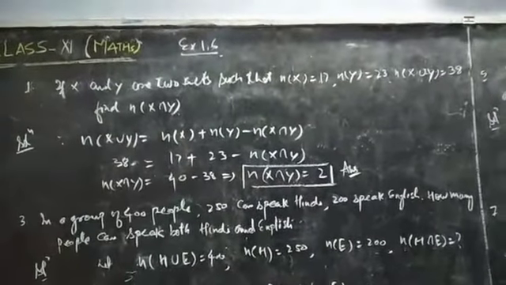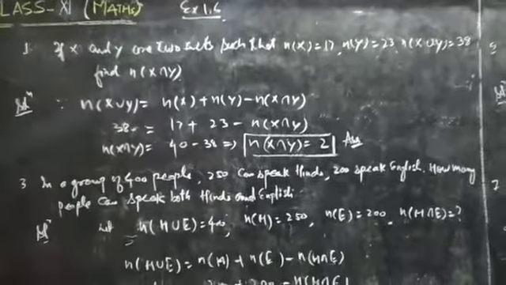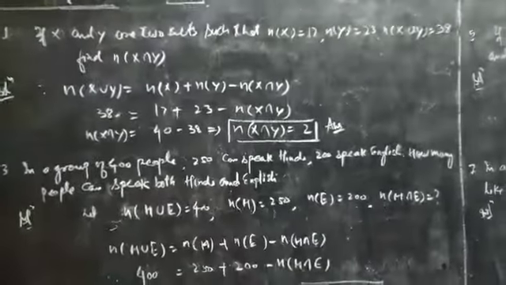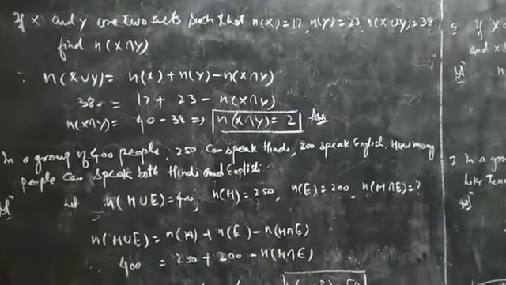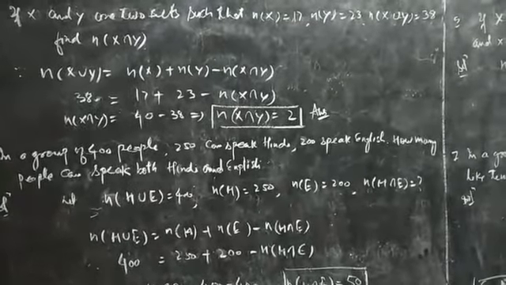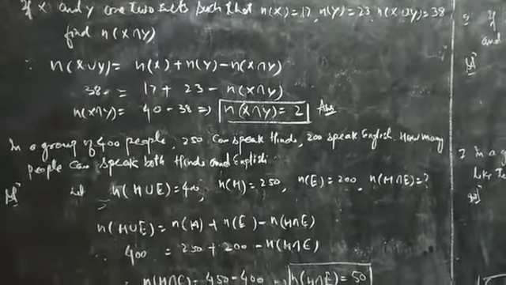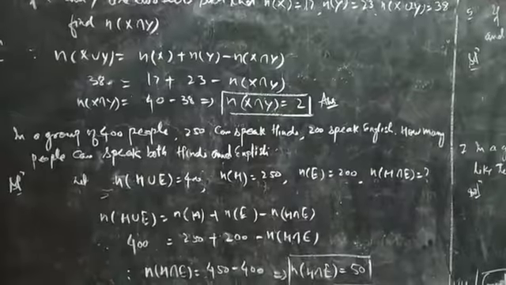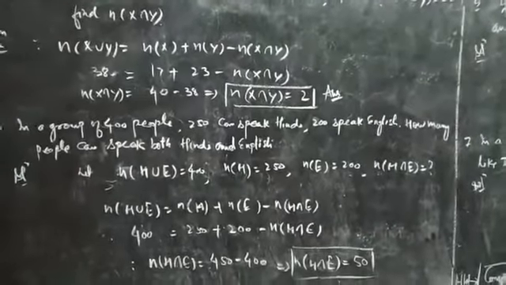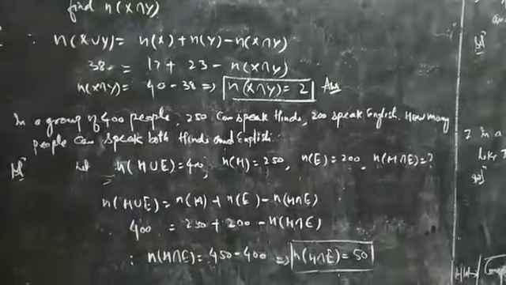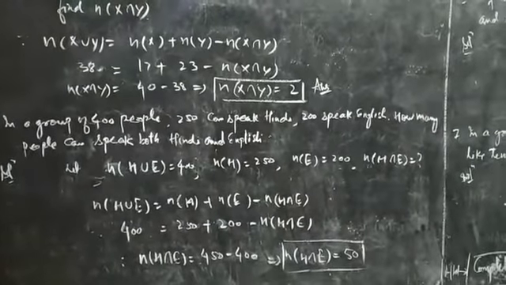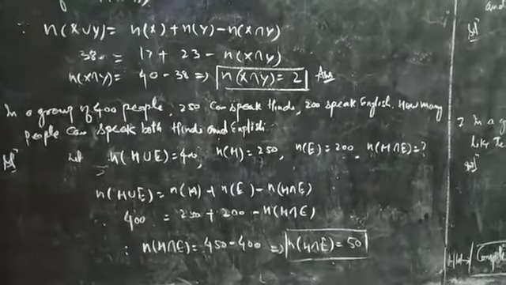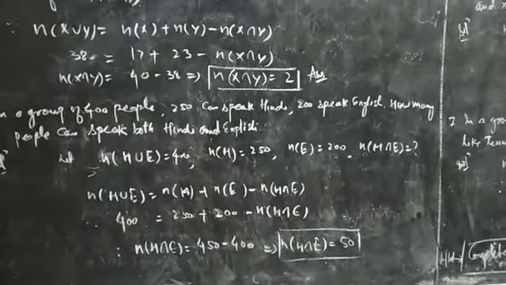Dear student, see exercise 1.6, which is based on the application of sets. First, if X and Y are two sets such that n(X) = 17, n(Y) = 23, n(X ∪ Y) = 38, find n(X ∩ Y). You have the relation n(X ∪ Y) = n(X) + n(Y) − n(X ∩ Y). Putting in the values, we can write 38 = 17 + 23 − n(X ∩ Y). After calculation, you can find the value of n(X ∩ Y) is equal to 2.